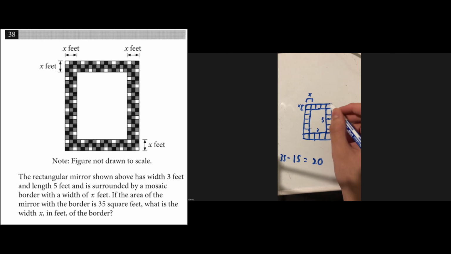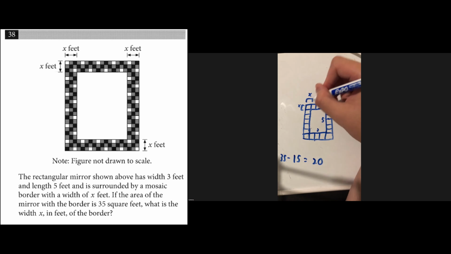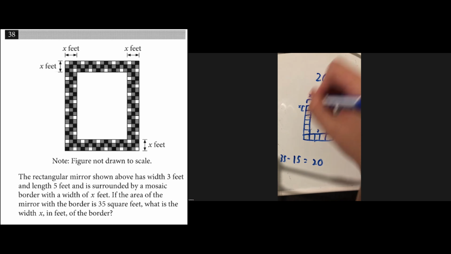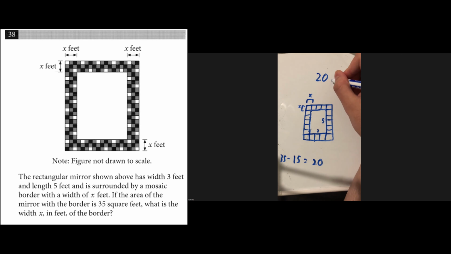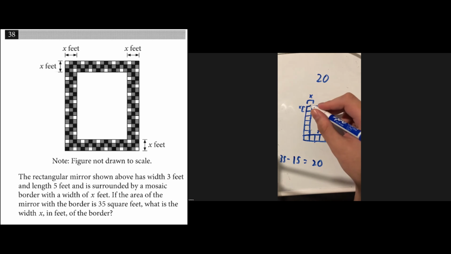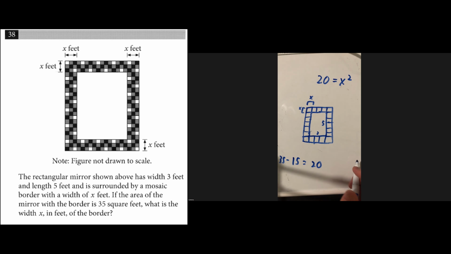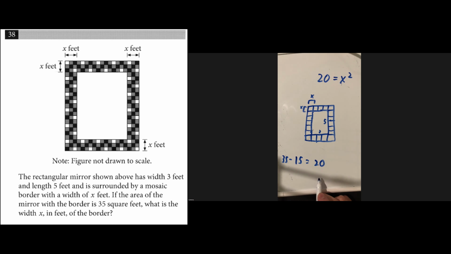And once you do that, you'd get all these tiny cubes, and once you add them up, you'd get a total of 20 of these cubes, and the area of an individual one of these cubes is going to be x squared. So you have the area is 20, and you also have that there's 20 cubes. That means one of these cubes has to have an area of 1. So we know that 1 is equal to x squared. And we just find the square root of 1, which equals 1. So the width of the border is 1.